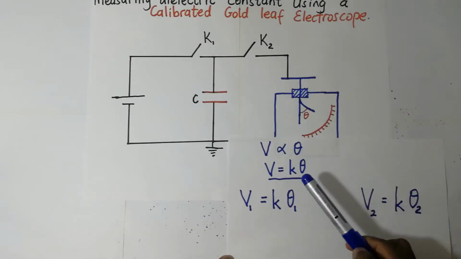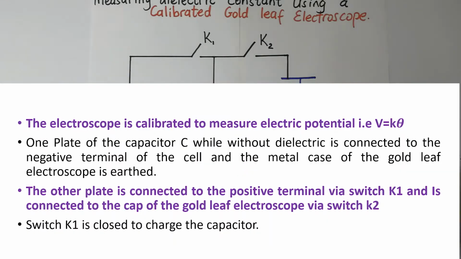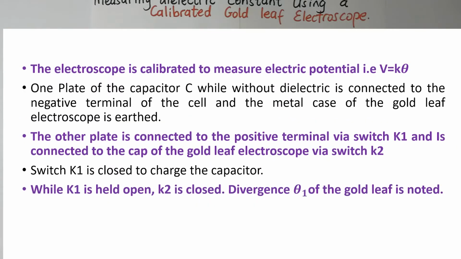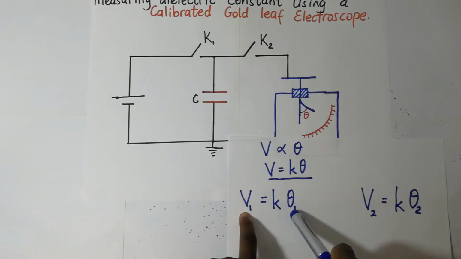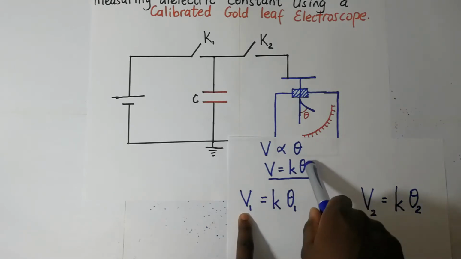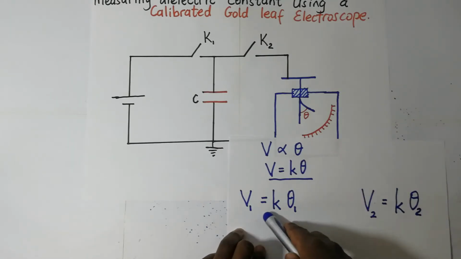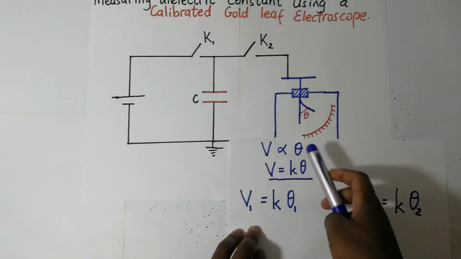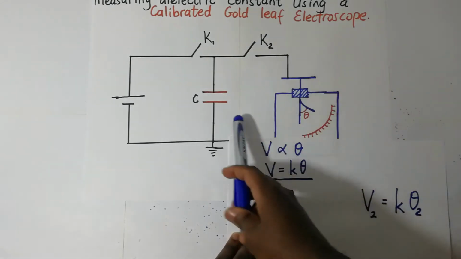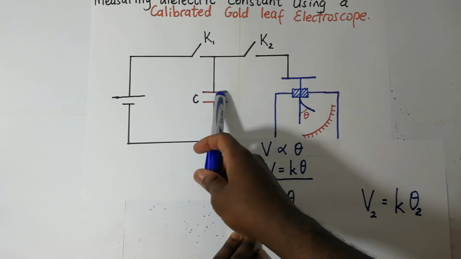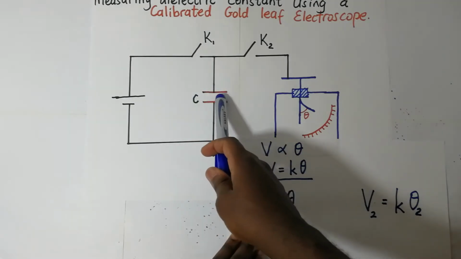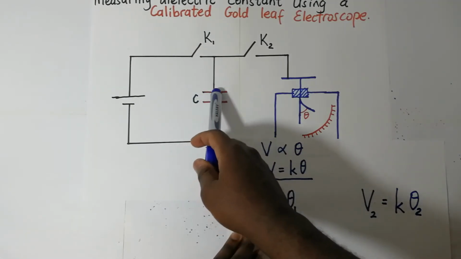When it is deflected, the voltage we get is equal to K times the deflection, which we've called theta 1. So V1 is equal to K theta 1. We are doing this, closing K2, while the capacitor has no dielectric between its plates, in other words when there is a vacuum, or nothing, between the plates.